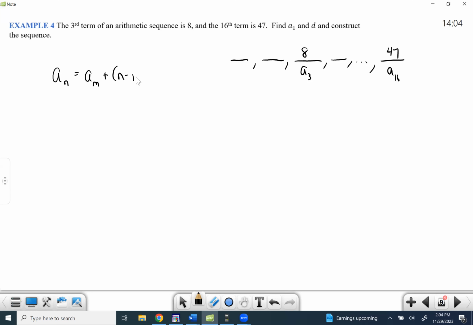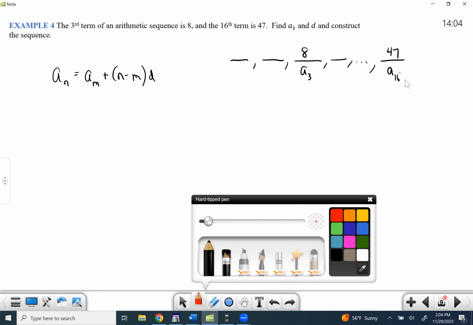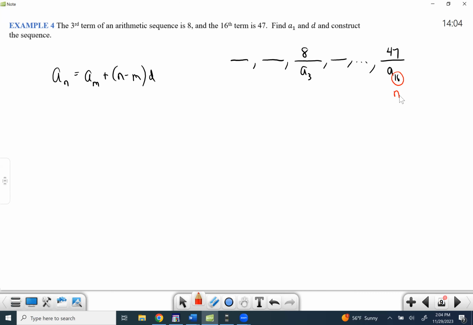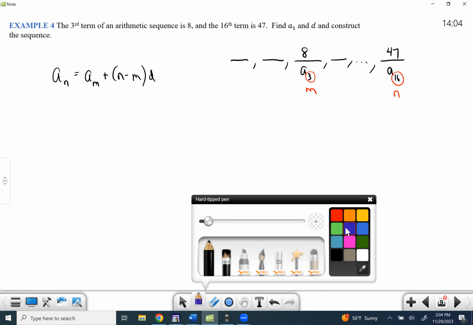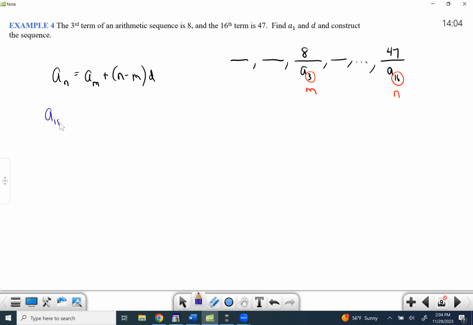Instead of n minus 1, n minus n. Okay, and now remember, if I want this to be positive, n has to be bigger than n. So the bigger number is always going to be the n, and then the smaller number is going to be the n. So when I substitute this in, it should be a sub 16 equals a sub 3 plus 16 minus 3, and then times the common difference. So we don't know.